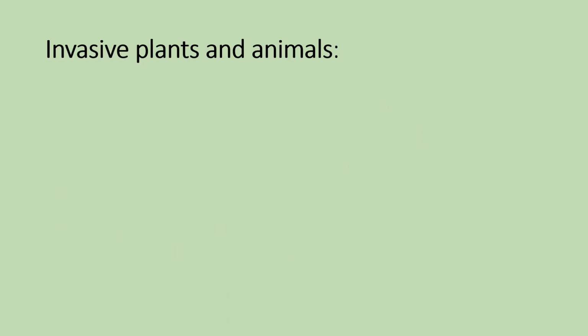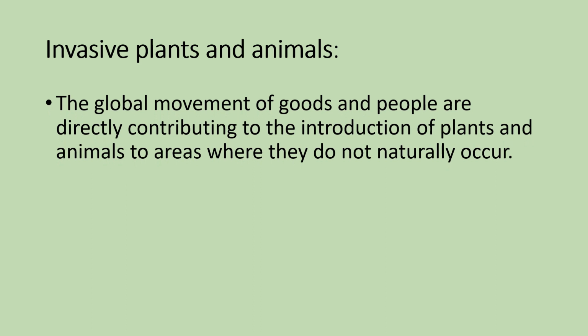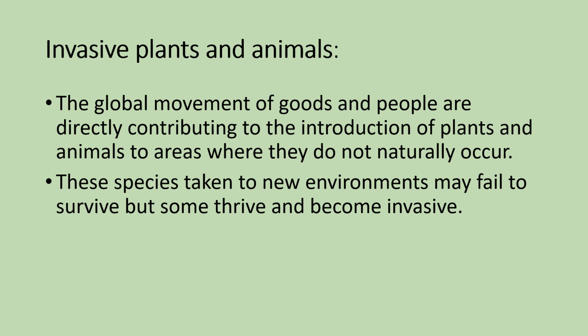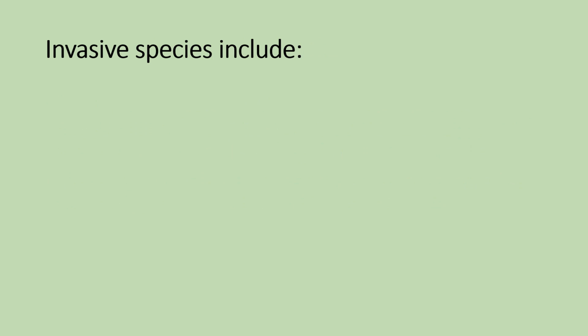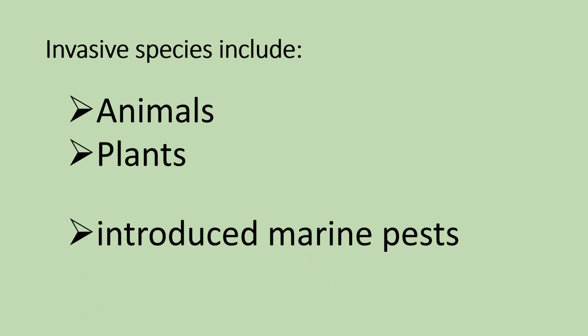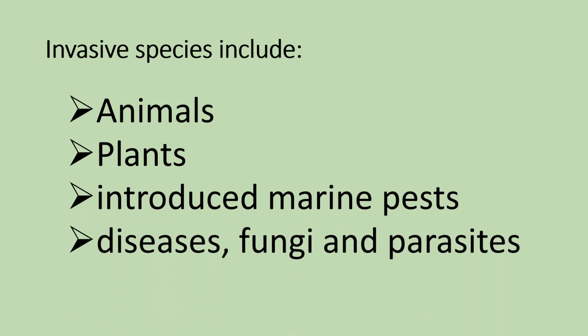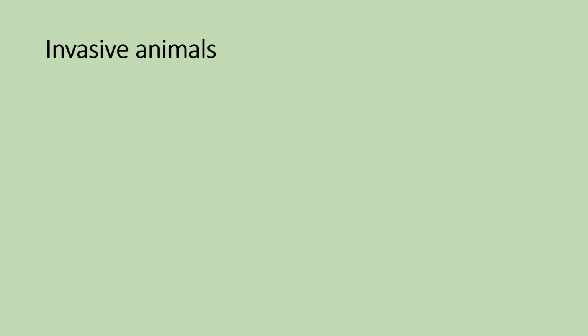Invasive plants and animals. The global movement of goods and people are directly contributing to the introduction of plants and animals to areas where they do not naturally occur. These species taken to new environments may fail to survive, but some thrive and become invasive. Invasive species include animals, plants, introduced marine pests, diseases, fungi and parasites.